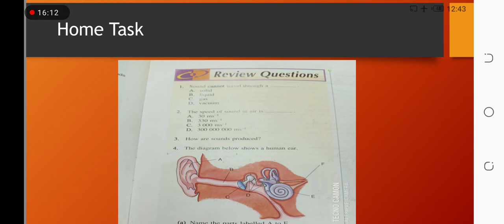In question number 4, you can see the diagram that shows a human ear. So the human ear picture is there. You have to first label all the parts from A to F. In the second part, you have to state the function of A, C, D, F. Like you have to identify first which is part A, B, C, D, E, F, and then after that, you have to write only the functions of A, C, D, and F.